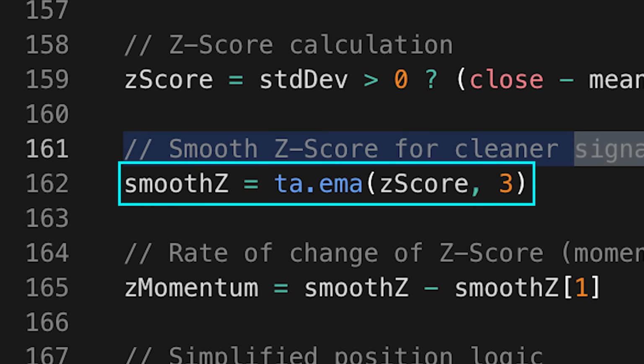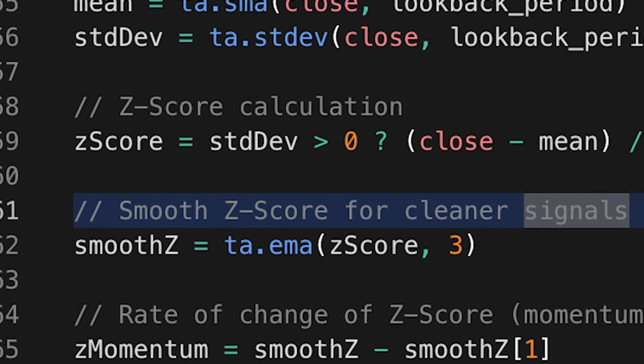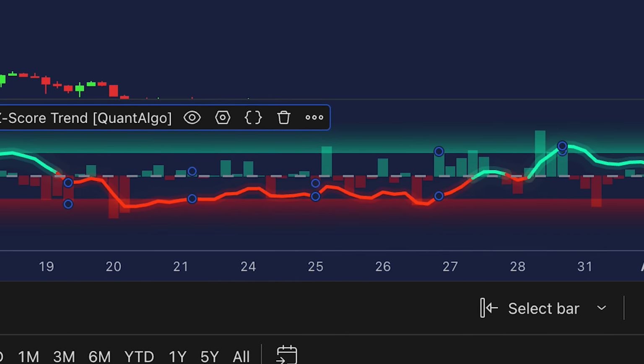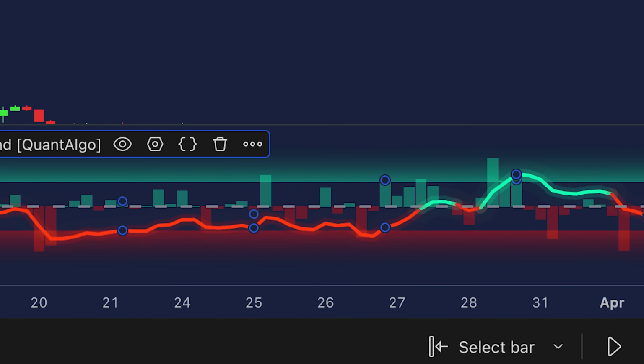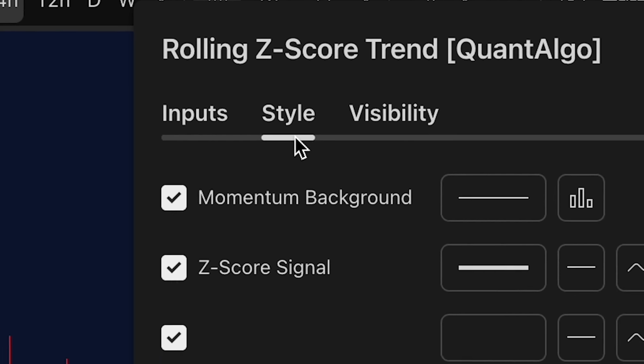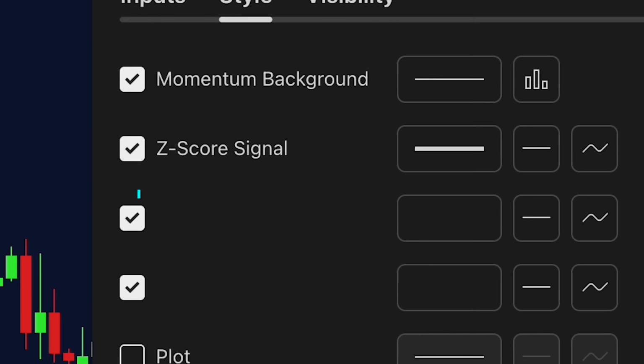For the EMA smoothing length, I recommend you set it to 3, as this applies light smoothing to reduce noise while maintaining responsiveness to genuine statistical signals. Then, under the Style tab, enable the Show Momentum Columns option. Once that's done, click OK.